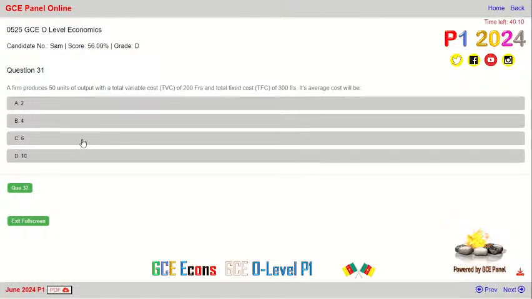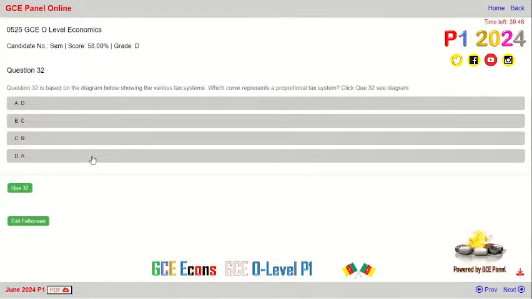Question 31. A firm produces 50 units of output with a total variable cost of 200 francs and total fixed cost of 300 francs. So its average cost will be, for the total cost, total fixed plus total variable, which is 500. 500 divided by 50 gives us 10, right? Yep.